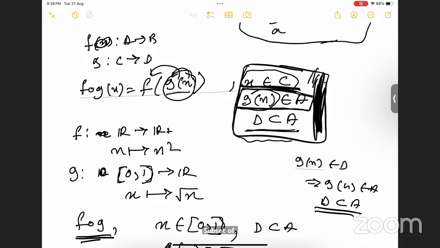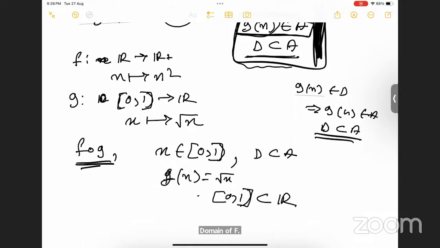In step 1, we checked that x belongs to the domain. First, it is necessary that x should be in the domain of g. Otherwise, g of x cannot be defined. This is your first step. Then you need to calculate the range. If the range is already a subset of the domain of f, then we are done.